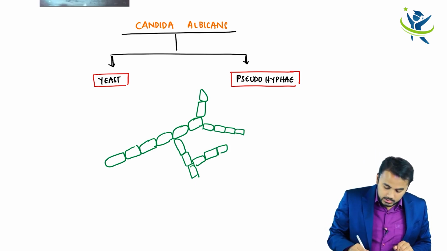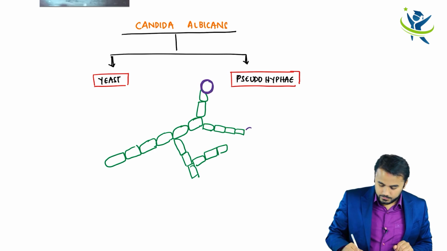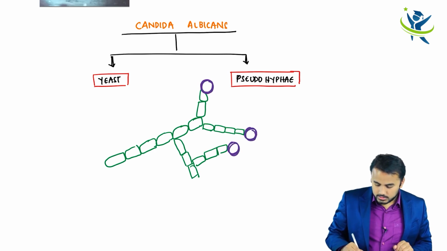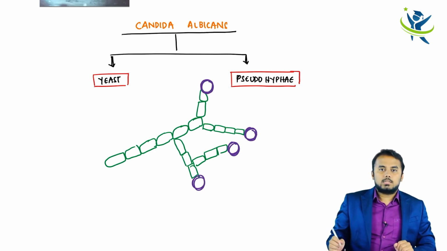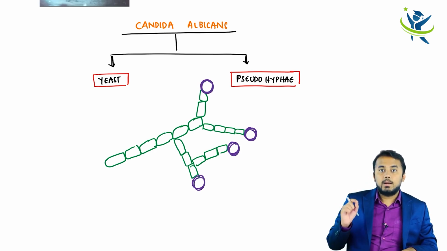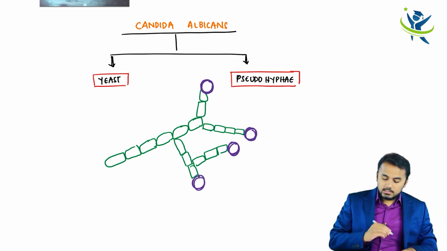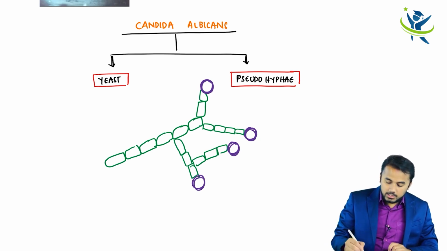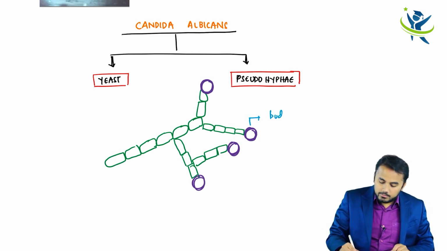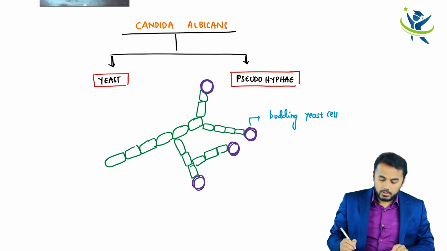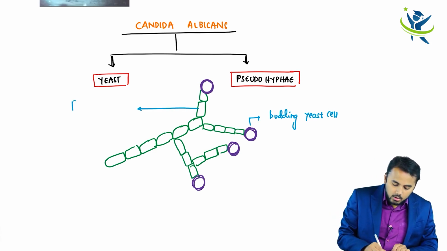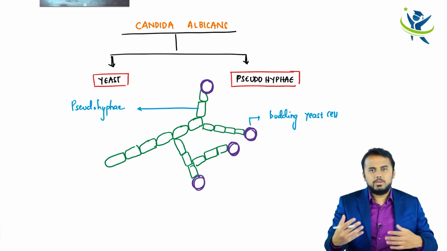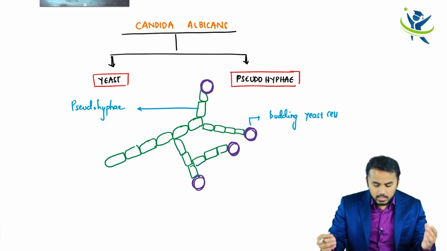Now at the top of this yeast, at the end part of the yeast, you are going to see some round colored structures. These round colored structures are called budding yeast cells. Whereas these green colored things which I have drawn are called pseudohyphae. So let me mention the names: this is called the budding yeast cell, and these green colored things over here are called pseudohyphae.